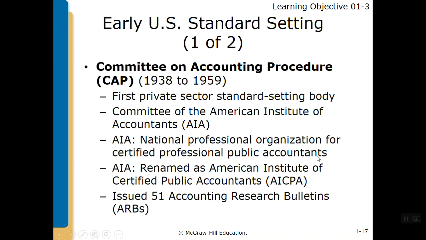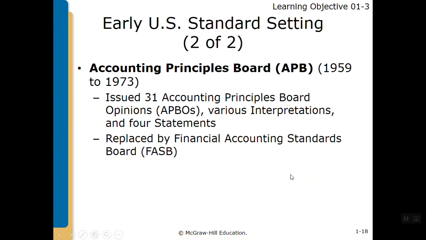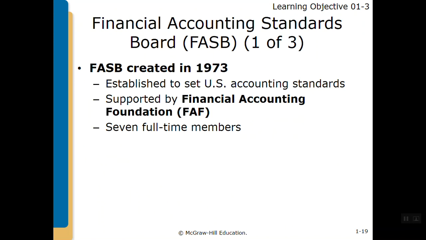All right, and then our standard setting. The Committee on Accounting Procedures was the first private sector body to issue standards for accounting in this country. And that was until 1959 when the Accounting Principles Board assumed that responsibility. And then in 1973, FASB was created, and that's what we have today. And they are the ones that set the U.S. accounting standards.